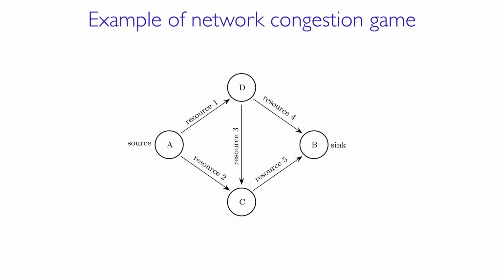Here is an example of a congestion game describing a routing problem in a simple network. The node A is the source, while the node B is the sink. The resources are the edges. Notice that in this case, the edges are directed. An action is a subset of resources connecting the source to the sink.